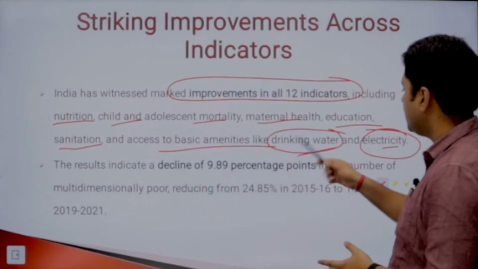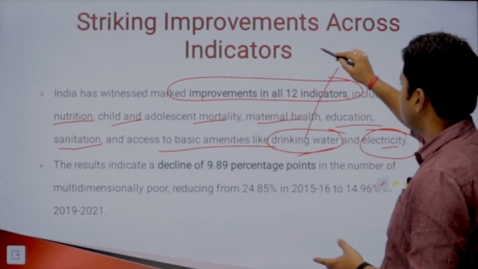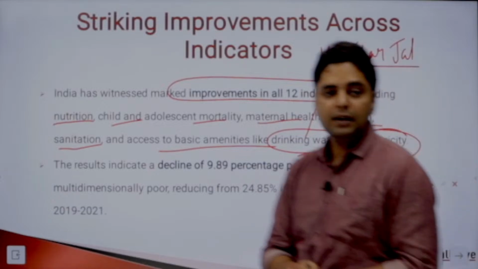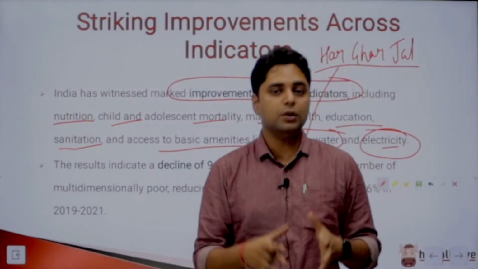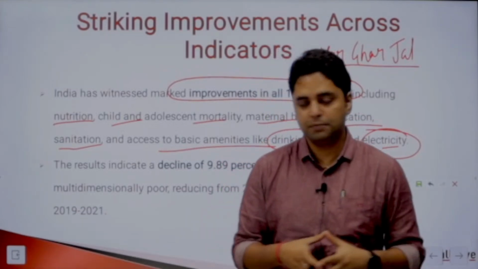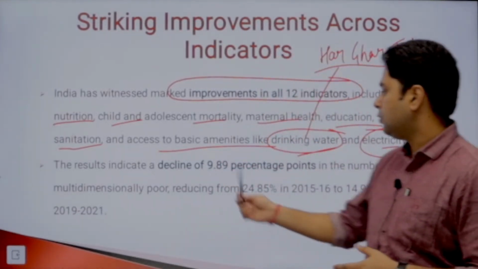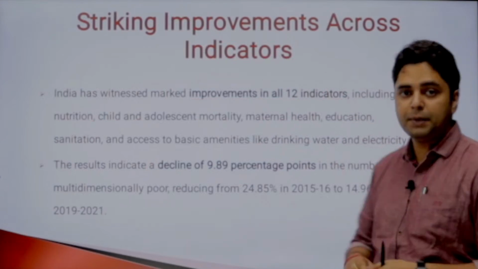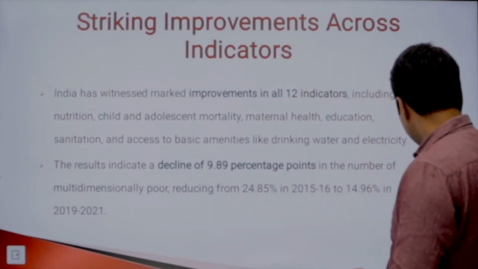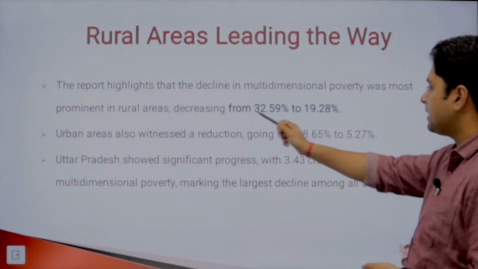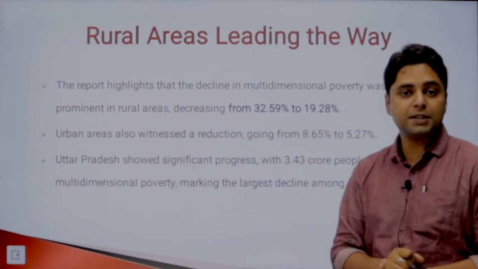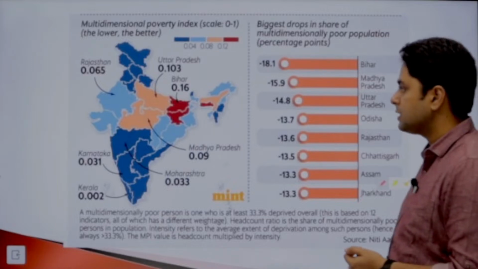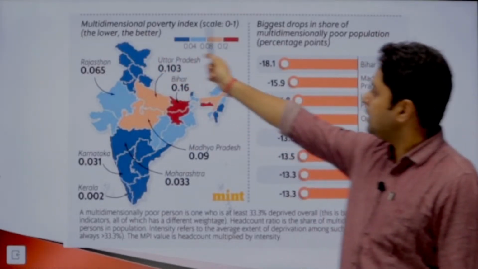Then similarly, drinking water के लिए we have हर घर नल से जल campaign, under which by 2024 every rural household in India has to have a tap water connection, right. तो 9.89 परसेंटेज पॉइंट या 10 परसेंटेज पॉइंट मल्टी डायमेंशनल पॉवर्टी कम कर दी है हमने इन सब चीजों पे वर्क करके, which is a huge achievement. रूरल एरियाज में सबसे ज्यादा इंप्रूवमेंट आई है, 32% से 19% वहां पे पॉवर्टी रह गई है, which is amazing.